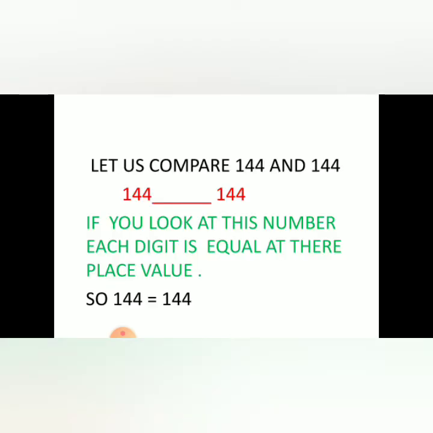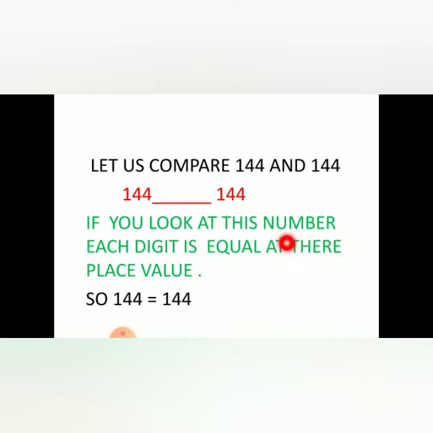Let us compare this number, that is 144. If you look at these numbers, each digit is equal at their place value. That means both the numbers are the same. So we will use the equal to sign because here both the digits are at the same place value.